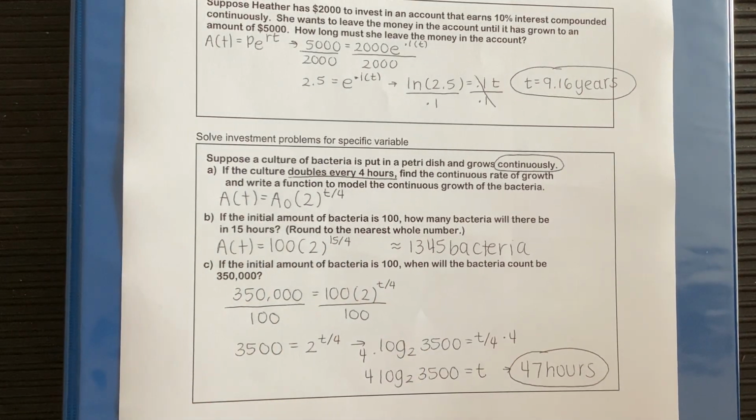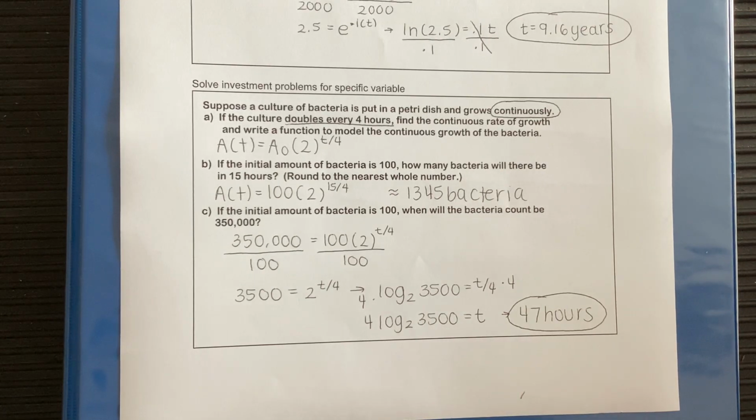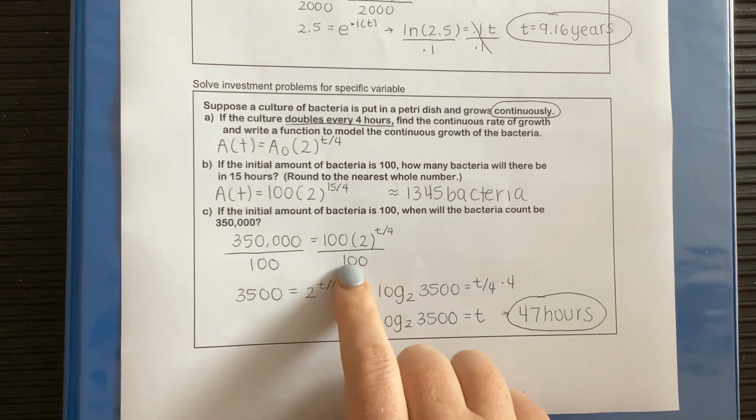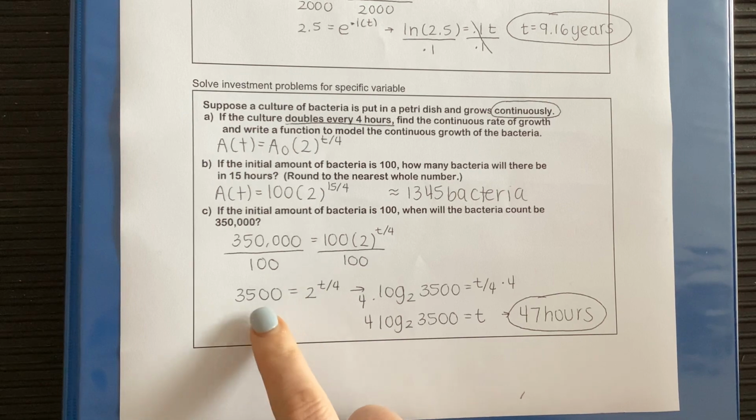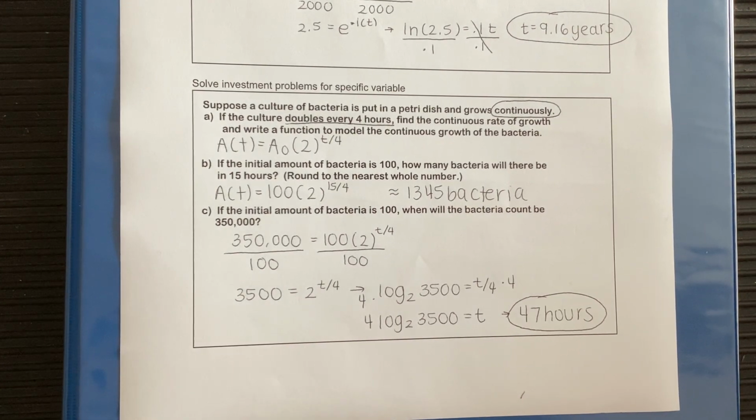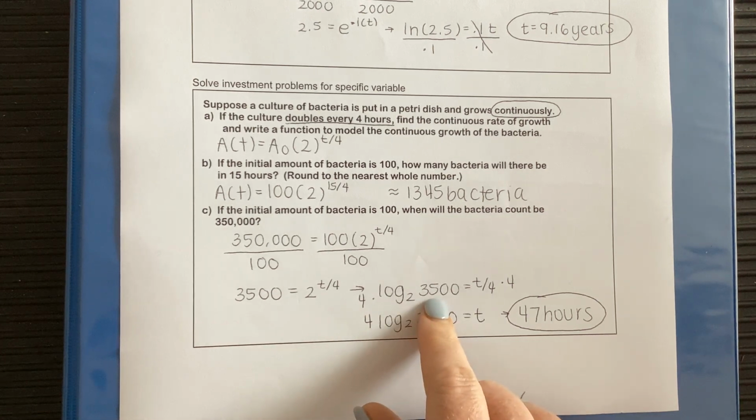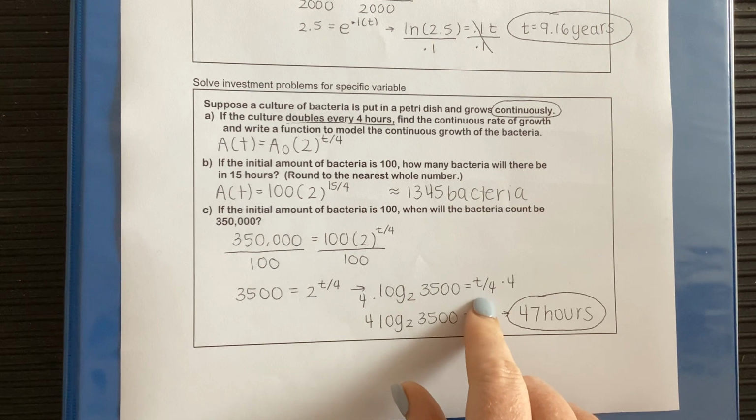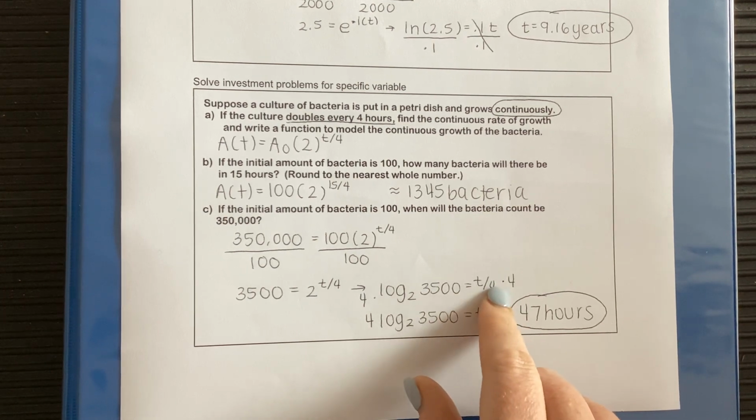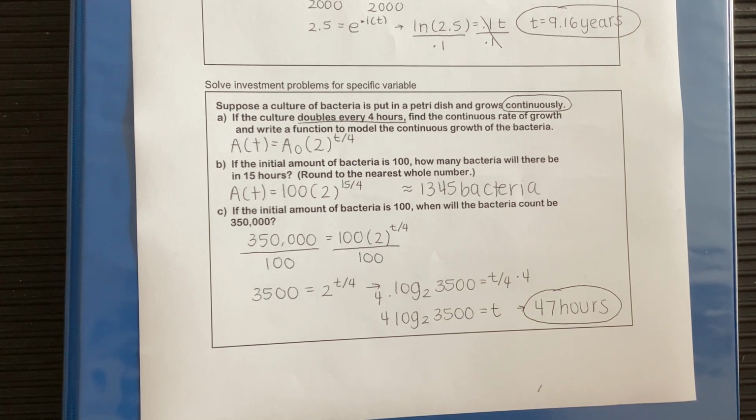That's about 1,345. Then if your final is 350,000 and your starting is still 100, how long would that take? So again, dividing by 100, and then you get 3,500 is equal to 2 raised to the t over 4. So rewrite as a log. That's going to be log base 2 of 3,500 is equal to t over 4. Multiply by 4, multiply by 4. That's how you solve for t. So 47 hours.